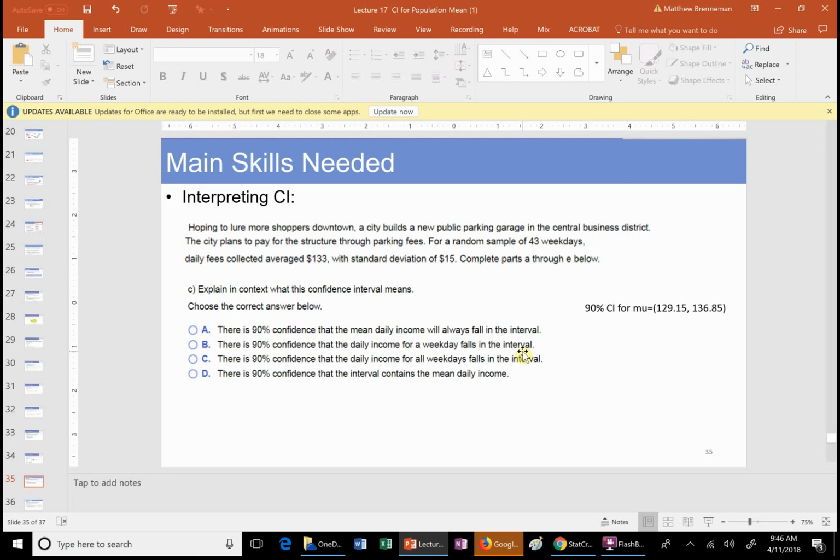And again, for the same reason, let me think about this for a second. There's a 90% confidence that the daily income for a weekday falls in the interval. Let's put a question mark next to this for now. So let's rule out the ones that we know for a fact are wrong.